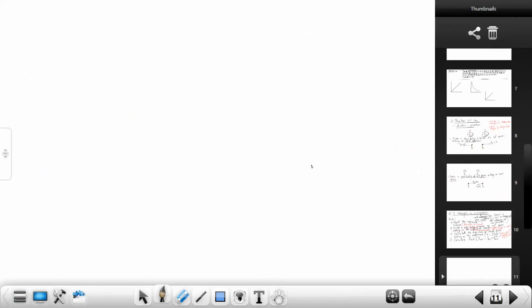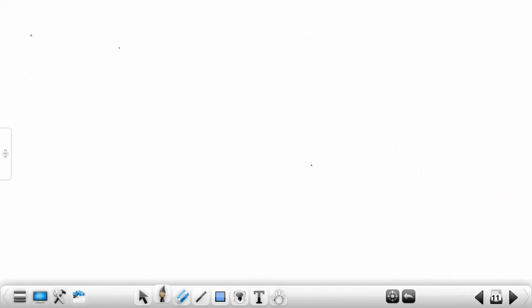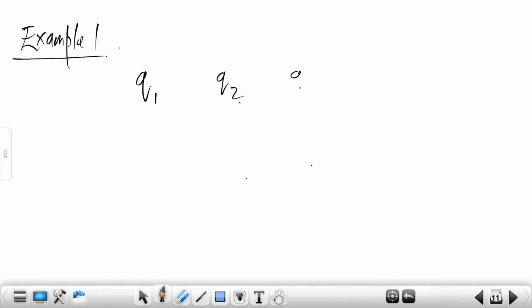Let's add a new page. Now let's start with example number 1. And we still have 3 charges. So I'm going to have Q1, and I'm going to try and keep the distance the same, Q2, Q3. So this is 5 millimeters, and then this is also 5 millimeters. We don't worry about the charge, we quantize it, but I want this one to be positive, this one to be negative, and this one to be positive.